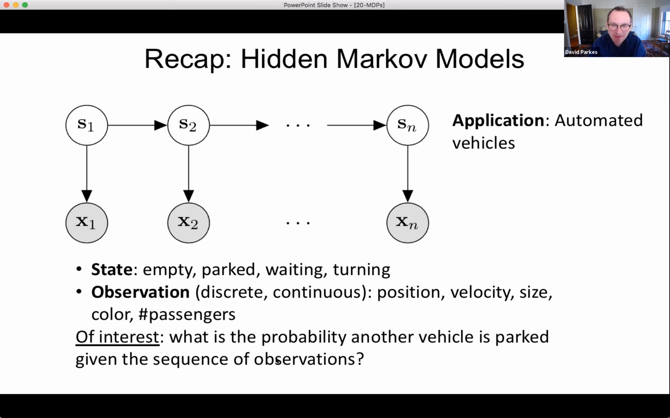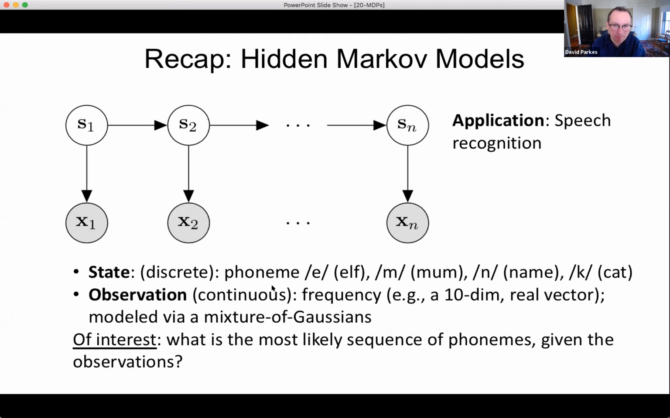I think I talked about this right at the start of the semester. This kind of idea that if you're designing an automated vehicle system, it's really useful to know whether the vehicle to the right of you at a junction is waiting for you or is parked. And that will affect the way you decide to drive.